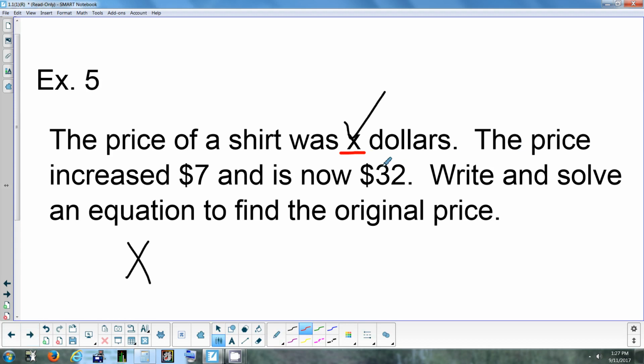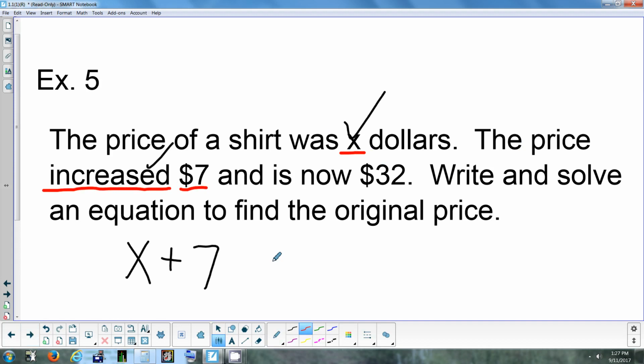What's another word or phrase in that problem that tells us what we might want to use? Paige? Increase. Increased, okay. So you want to put addition. Increase means addition. We did that. Connor, what do you think the next thing is we want to put? 7, right? So it's getting increased by 7, so plus 7.